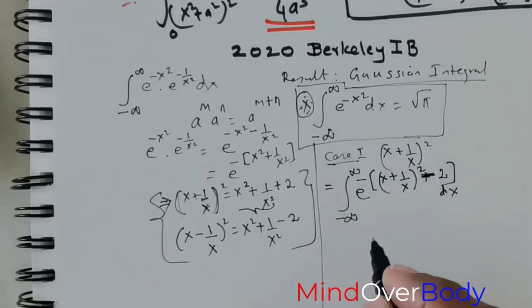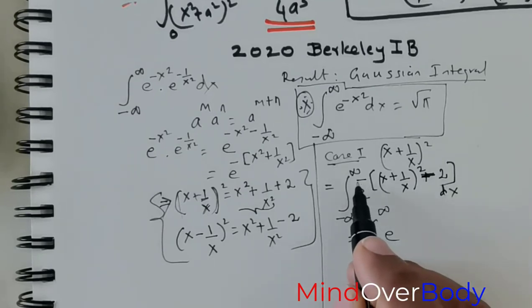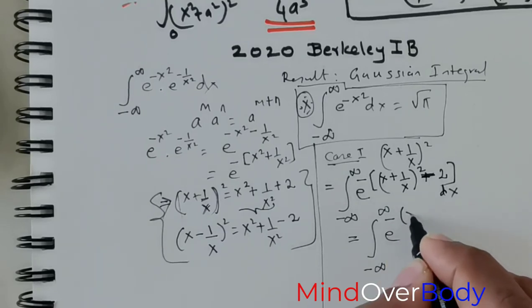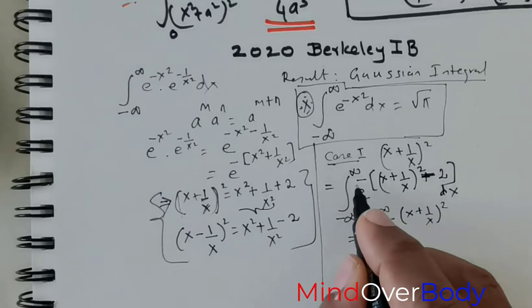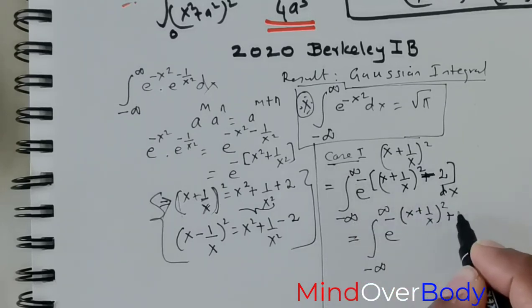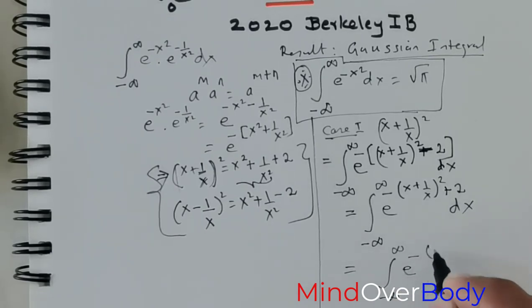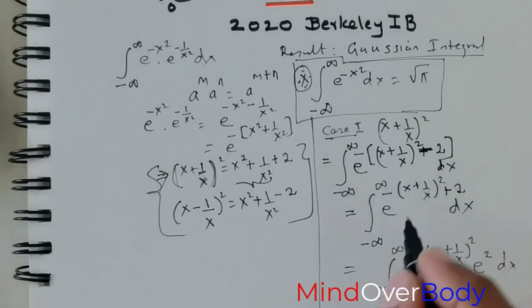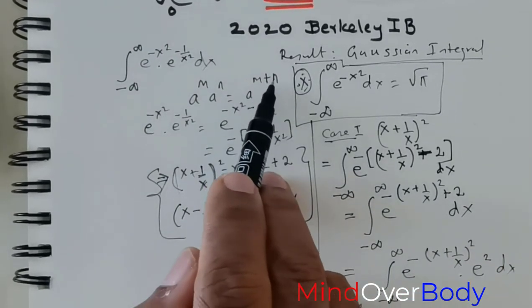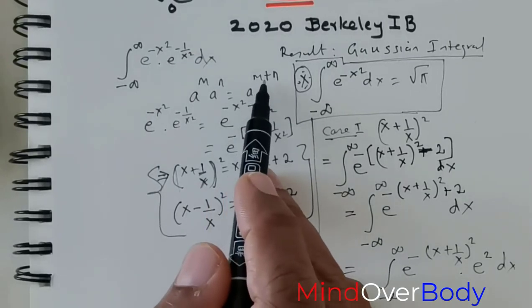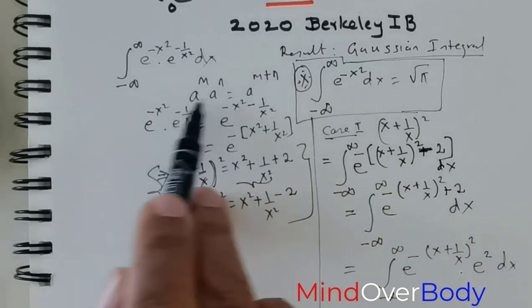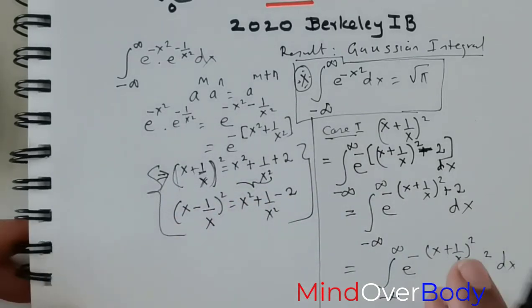Now I can rewrite this as integral minus infinity to infinity e raised to the power of, I am pushing the negative sign inside, so it's going to be negative of x plus 1 over x raised to the power of 2, and pushing the negative sign, that's going to be positive 2 times dx. I can rewrite this as integral negative infinity to infinity e raised to the power of negative x plus 1 over x raised to the power of 2 times e raised to the power of 2 times dx. How am I able to write this? Because of the formula a raised to the power of m plus n, or any quantity for that matter. It can be positive n or negative n. I can write it as a product. So that's the reason I'm writing it in this fashion.